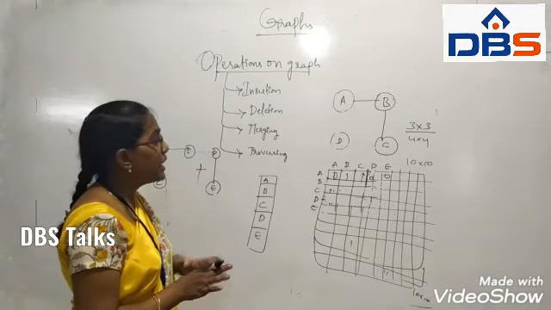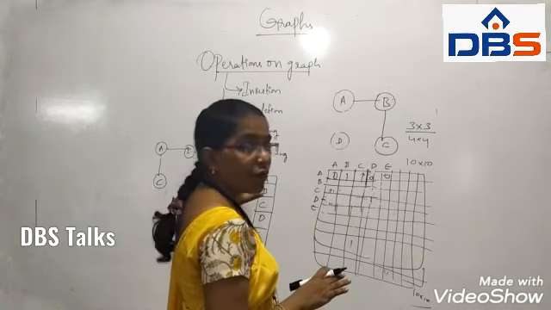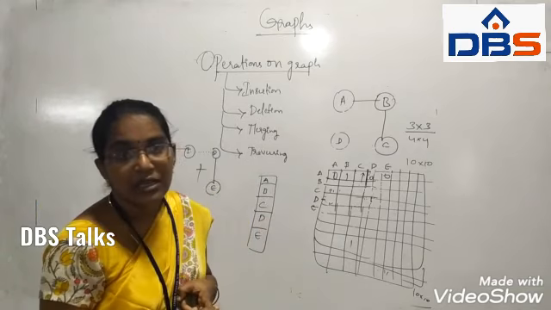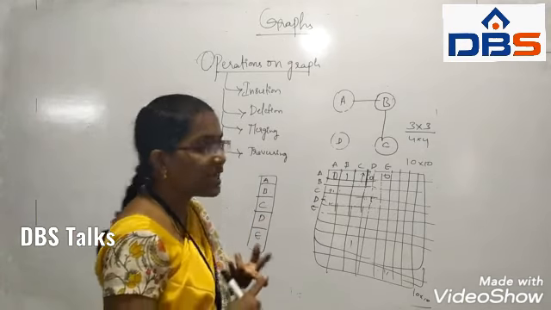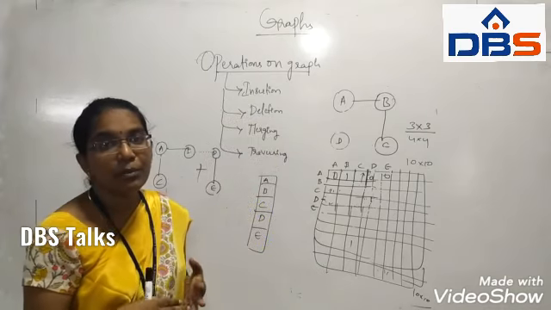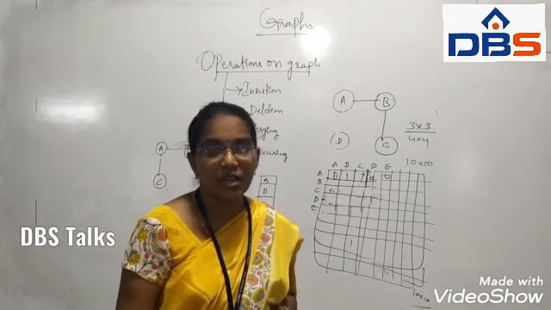Okay. These are the main operations. If you are going to perform a traversing operation, we have two types of traversals: breadth first traversal and depth first traversal. In the next classes we are going to see about the breadth first traversal and depth first traversal.